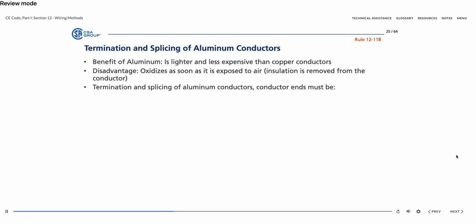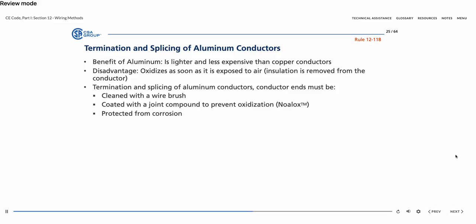To prevent the oxides from forming when terminating or splicing aluminum conductors, the conductive surface must be cleaned with a wire brush to remove any oxidization, coated with a joint compound such as Nolox to prevent oxygen from contacting the aluminum, and used only with fittings approved for termination of aluminum conductors.